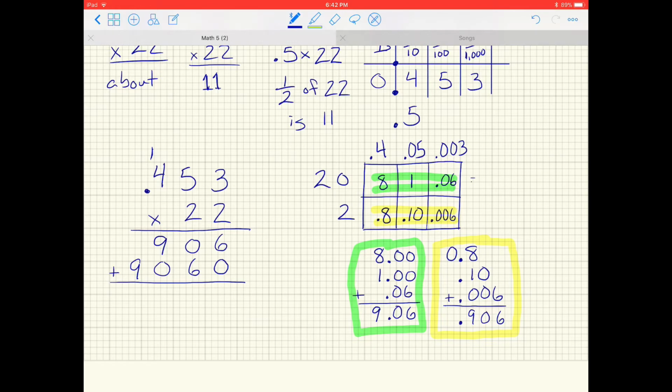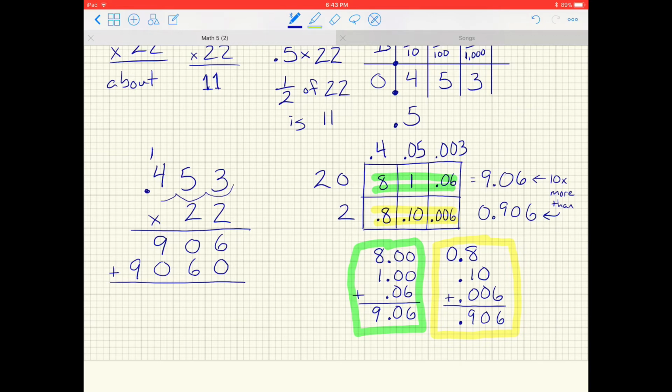So notice that 9 and 6 hundredths is 10 times more than 906 thousandths. Why is it 10 times more? Think about that. Why did my green ones end up being 10 times more than the yellow ones? Is it because 20 is 10 times more than 2? Probably so. You are, of course, still writing this down, right? Pause it and catch up if you're not still writing this.